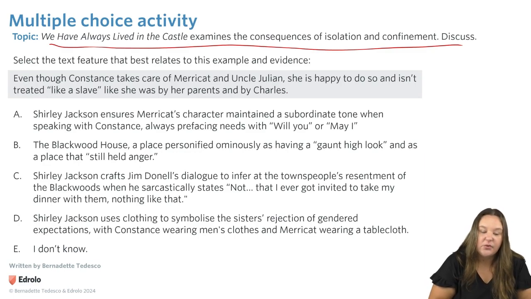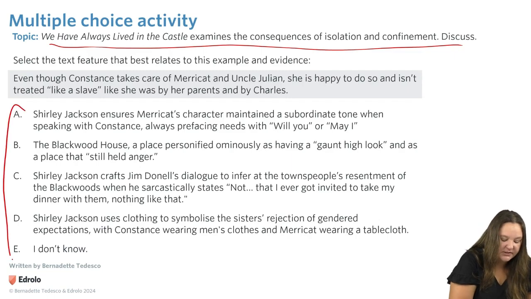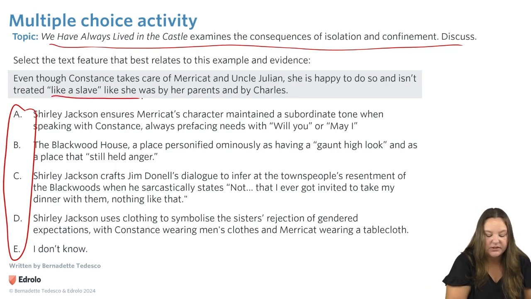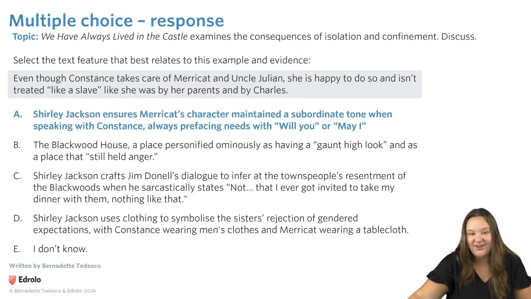Try and identify which of these text feature discussions is relevant to this idea of her being treated like a slave. All right.